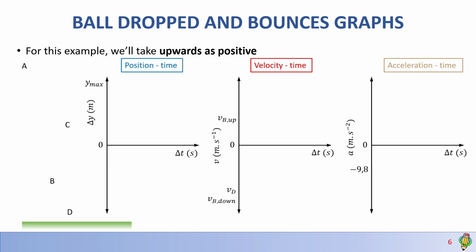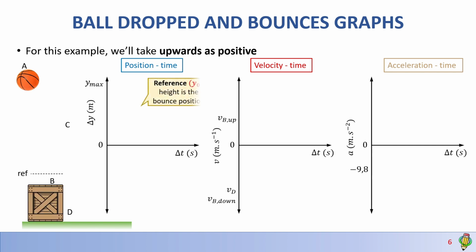Now let's look at a ball that is dropped and it bounces. We will mark interesting points A, B, C, and D on our graph and on the motion of the ball. In this example, we'll take upwards as positive.